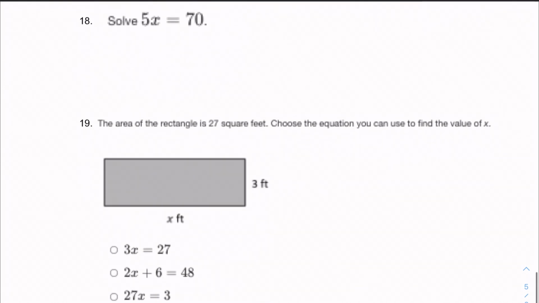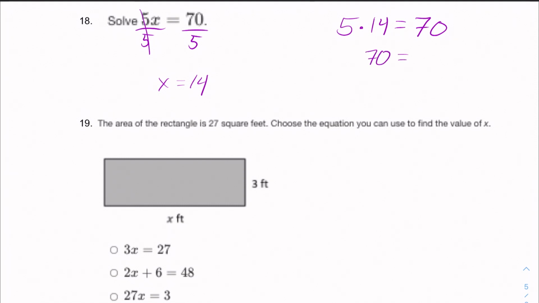Number 18. 5x equals 70. Again, inverse operations. 5x means 5 times x. So I divide here to figure this one out. So that goes away, and I have x equals 14. Check my work. 5 times 14. Let's see if that makes 70. Does it? Yes, it does. So I have 70 on the left, 70 on the right. Check. That means this is the correct solution.